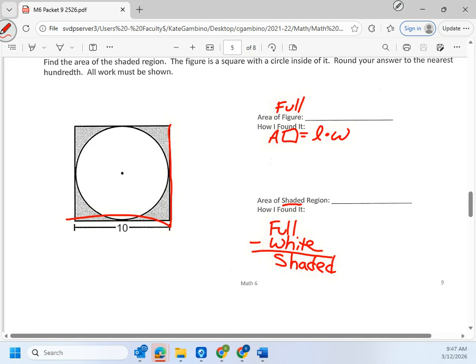That white is a circle. The area of a circle is pi times r squared. Remember, r is the radius. It goes from the middle to the outside. If we know from the end to the end, that is the diameter, we want half of that to find the radius. So you're going to find the area of the white circle, subtract it from the full area, and you're left with your shaded area.